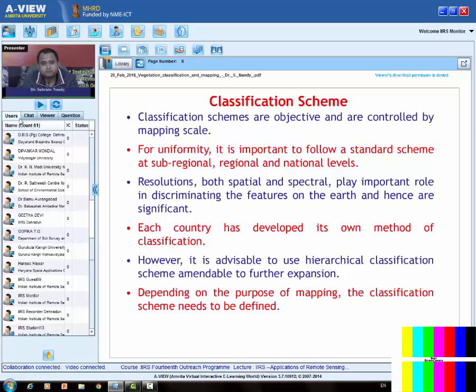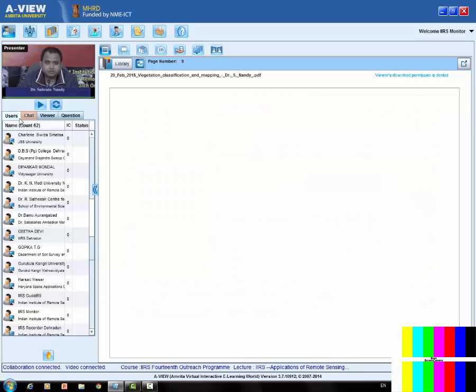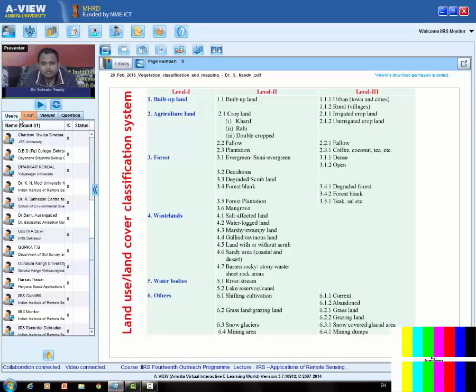Here, both the spatial and spectral resolution of the image play a very important role in discriminating the features on the earth. For uniformity also, if you are working at a sub-regional, regional or national level, you should have a standard classification scheme before starting your interpretation. Each country has developed its own method of classification. It is advisable to use a hierarchical classification system. So I'll just show one classification system which generally is followed.